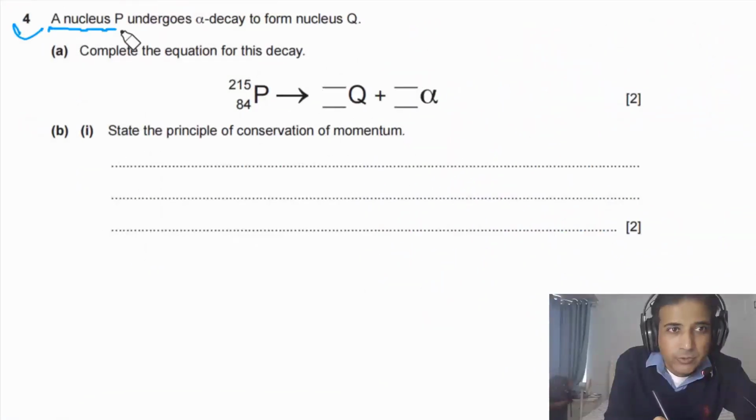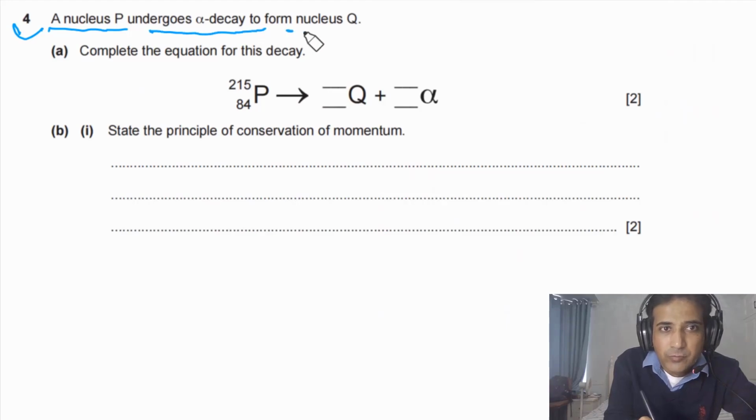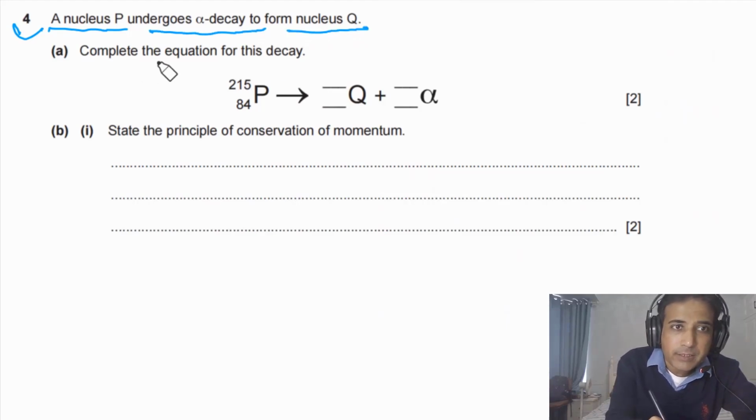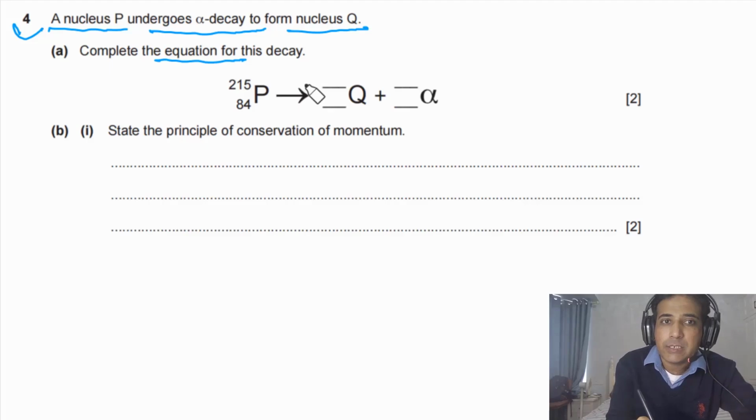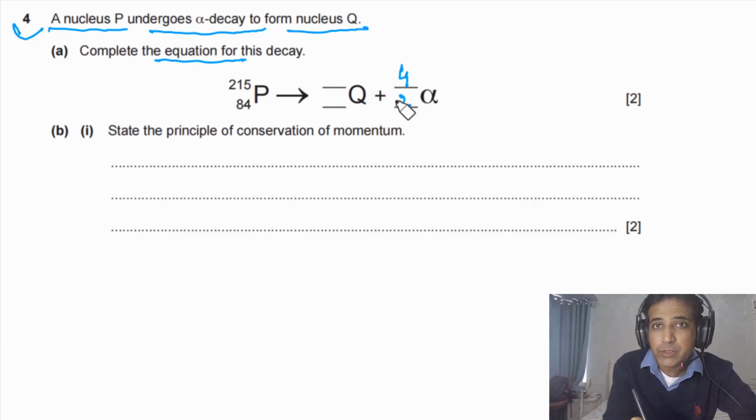Question 4 says a nucleus P undergoes alpha decay to form nucleus Q. For part A, complete the equation for this decay. It is given to us that this is alpha decay. So the charge on an alpha particle is +2, so we can write 2 here. Then the mass number is 4 because it has 2 protons and 2 neutrons. So this is the nucleon number.